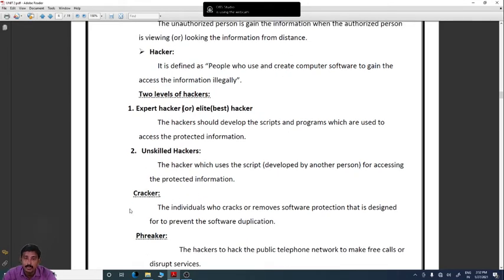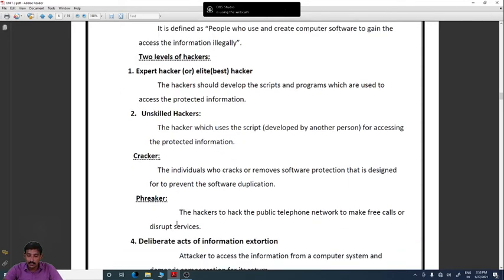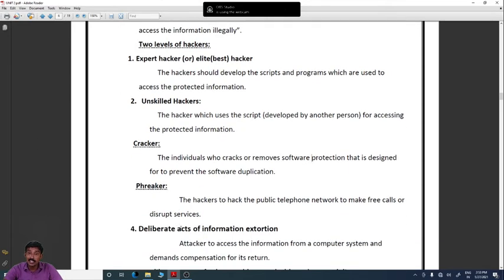Another example related to hackers is called a cracker. These are individuals who crack or remove the software protection. Every software has protection with the help of a license, and they unprotect it. That is called a cracker. Another one is called a phreaker. A phreaker hacks the public telephone booth network to make free calls, and that comes under the category of phreaker.